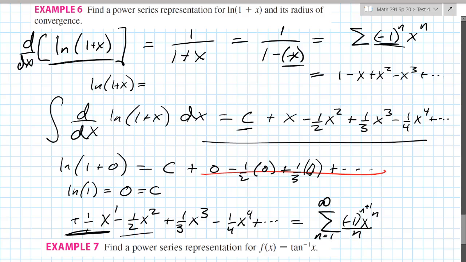power series representation. Now, this power series representation has an interval of convergence the same as the representation of 1 over 1 plus x. And we saw from the first example that the radius of convergence was 1. So this one is 1 as well.